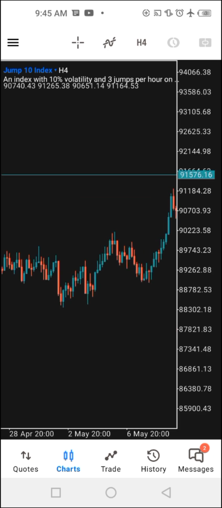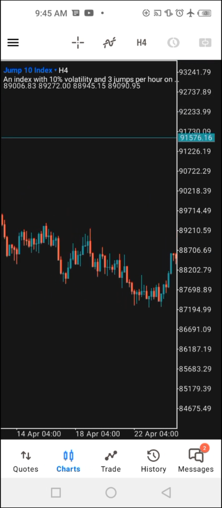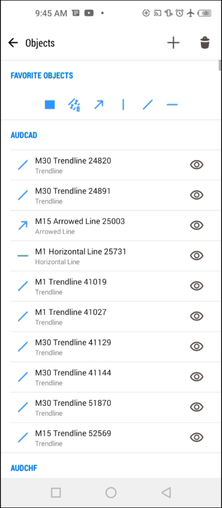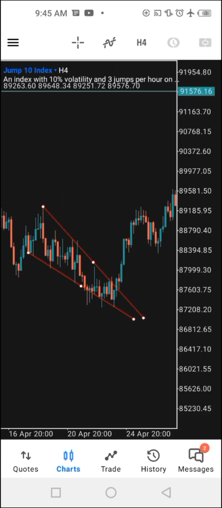And a pennant can always be found on a chart. Now this is another pennant as well. We have another pennant here, right? We have another pennant here. So pennants are everywhere on a chart.